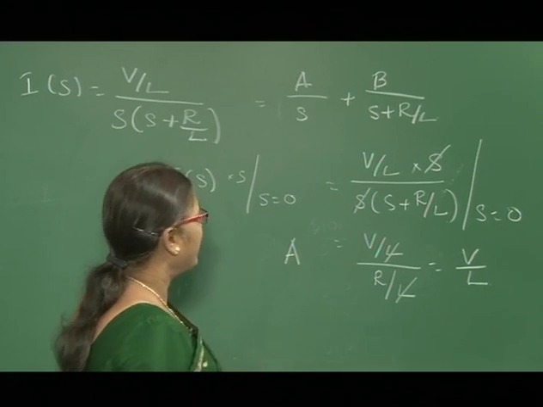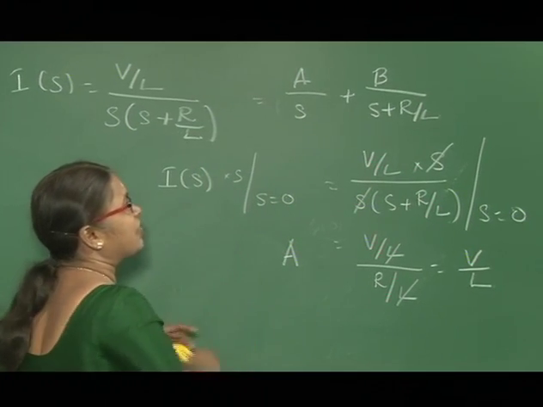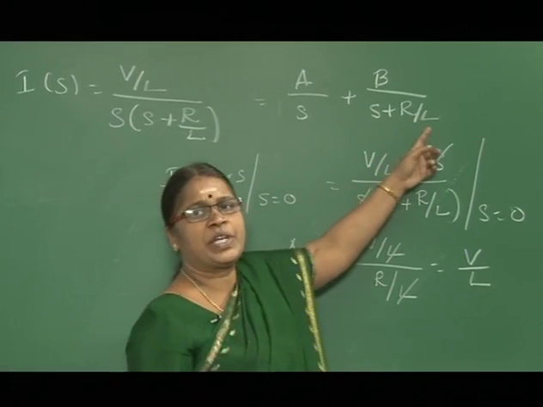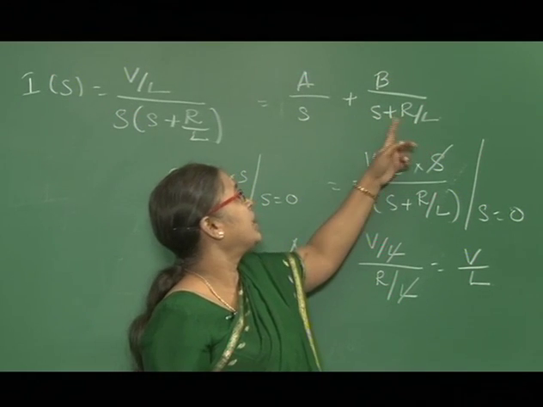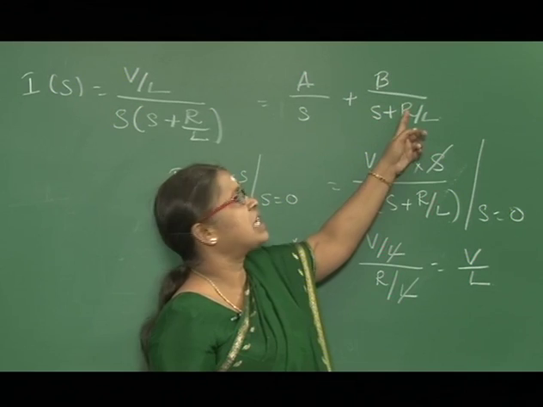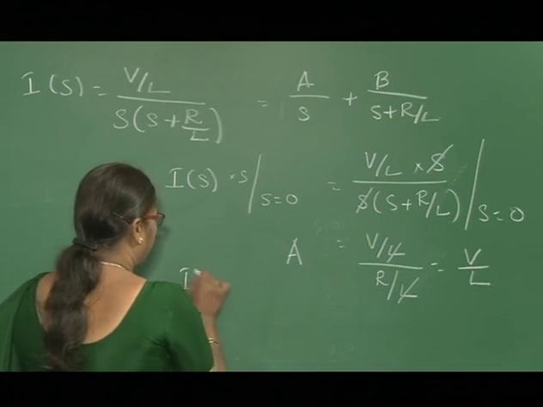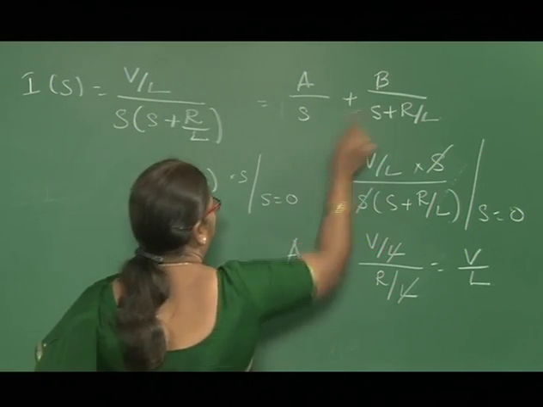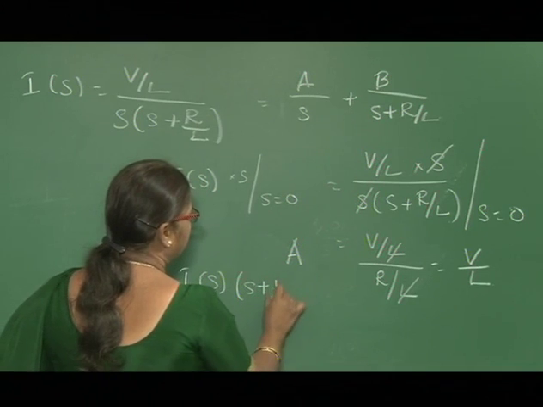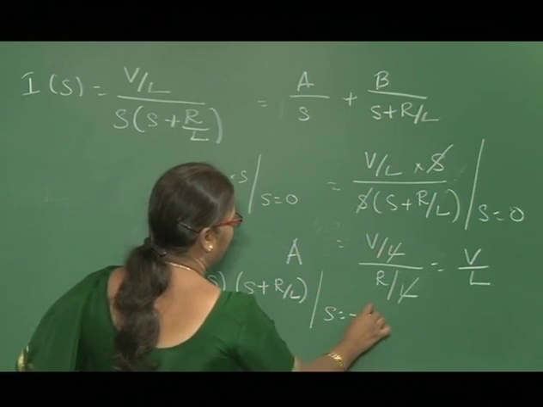Similarly, to find the value of B, multiply this I of s expression by the denominator of B, and substitute S is equal to minus R by L. To evaluate the value of B, multiply the I of s expression by the denominator of the B term, which is nothing but S plus R by L, and substitute S is equal to minus R by L.